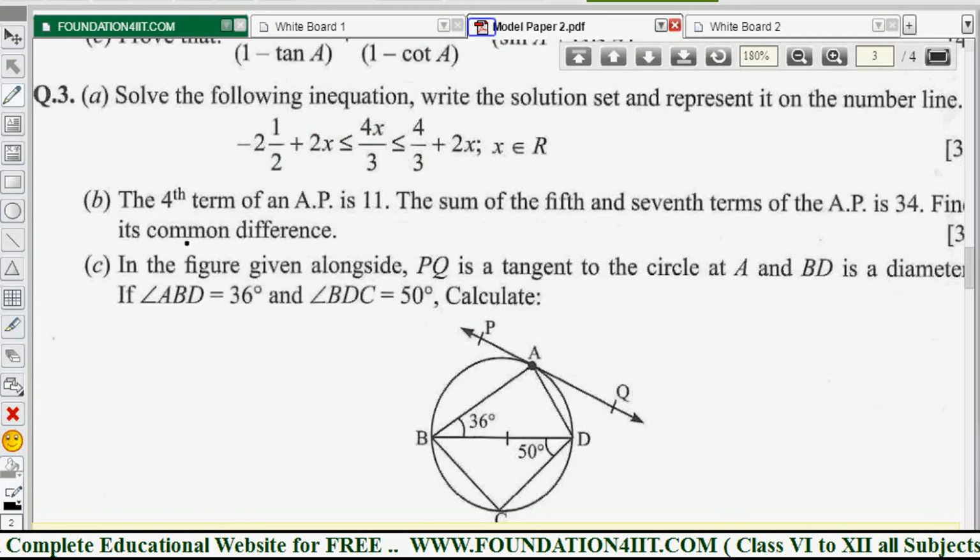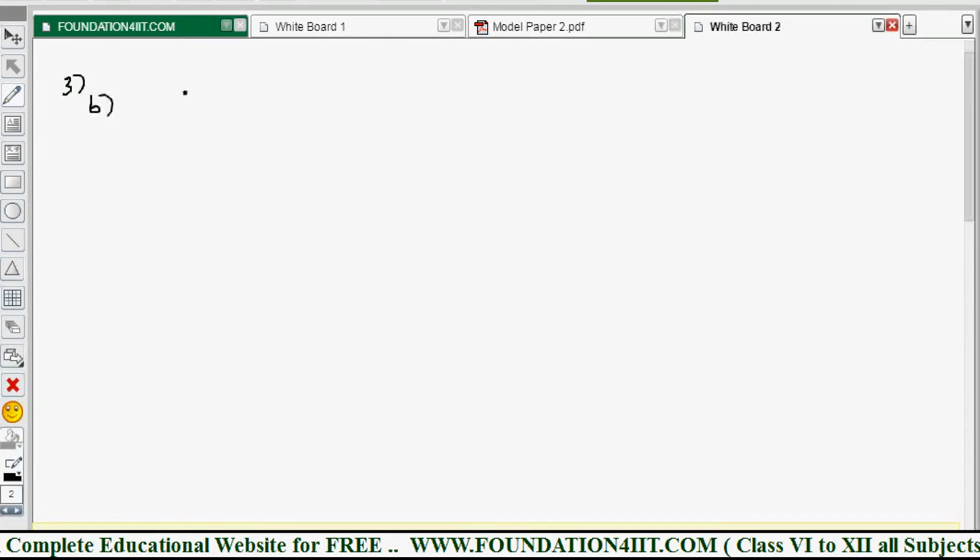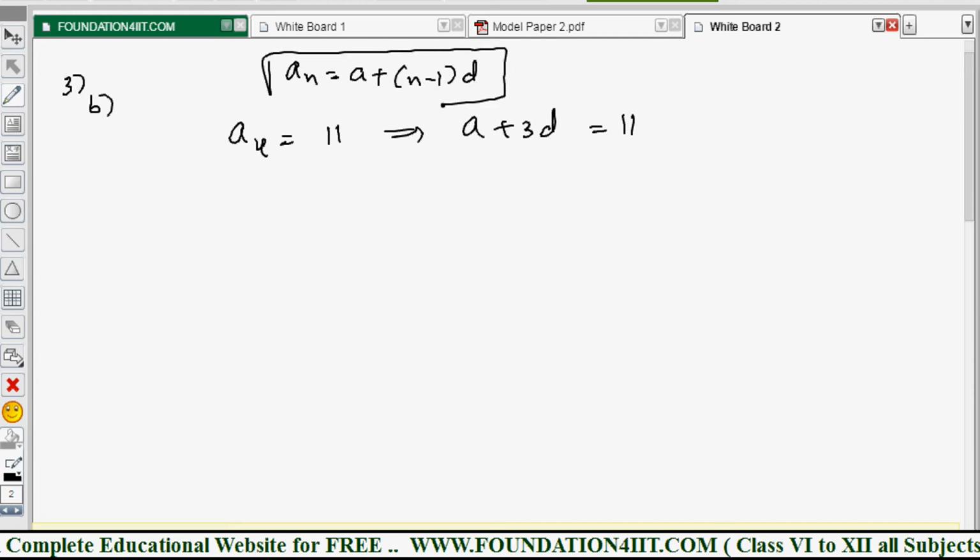The fourth term of an AP is 11 and the sum of the fifth and seventh terms of the AP is 34. Find the common difference. Let A be the first term and D the common difference. Then according to the question, A4 is 11. That means A plus 3D is equal to 11. An is equal to A plus (n minus 1) into D. This is the formula.